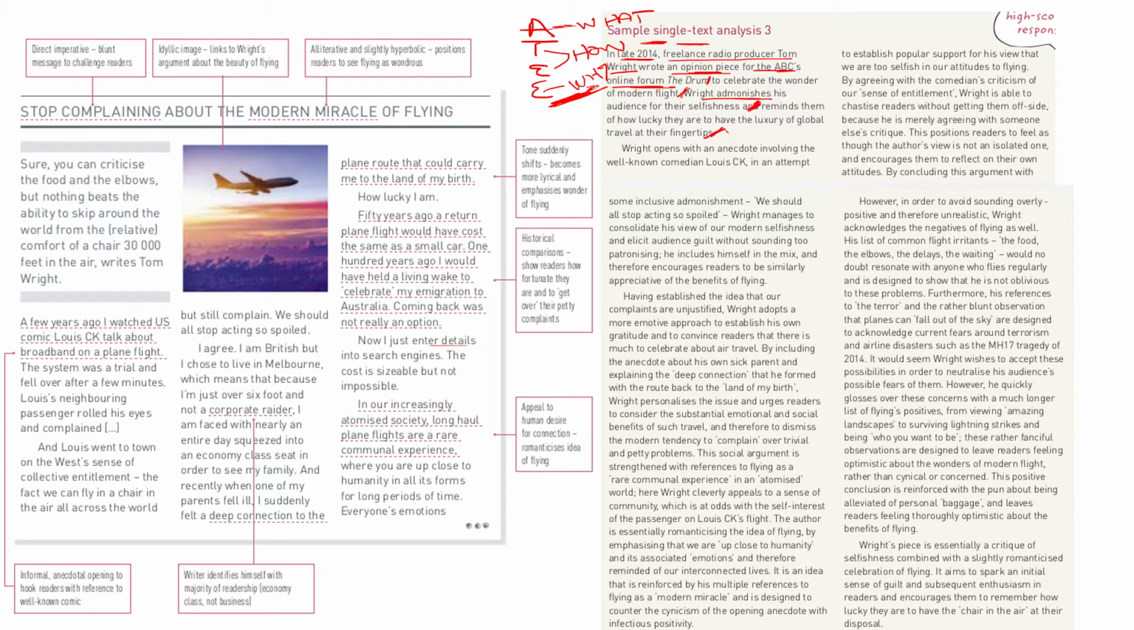Wright wants the audience to change their opinion of flying. So keep that in mind. If the writer of the persuasive text could wave a wand and change anything about their audience, one key thing, that's really the contention. What is it they want to change? And in this case, it's changing their opinion on air travel.